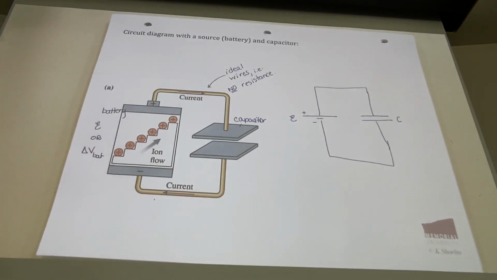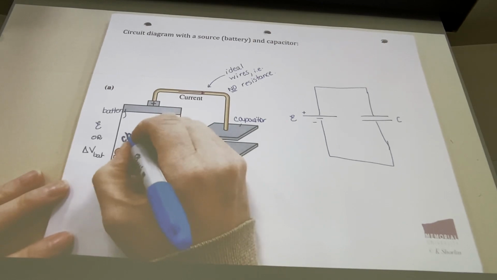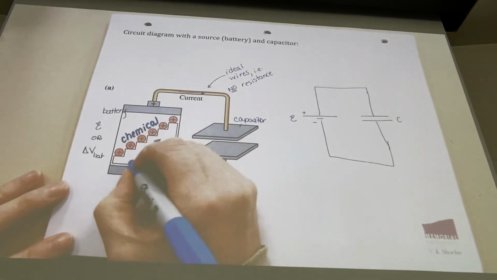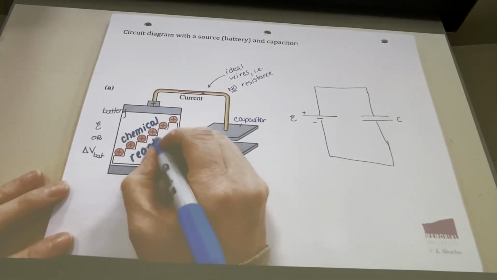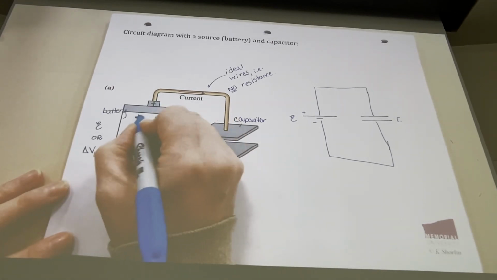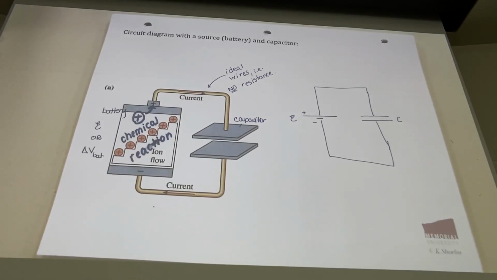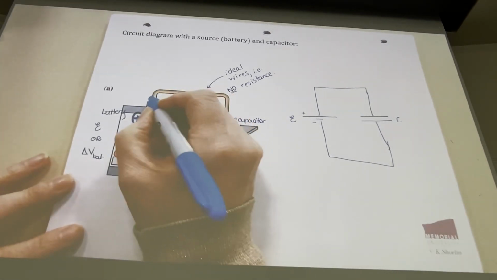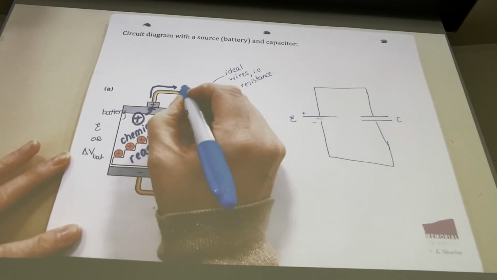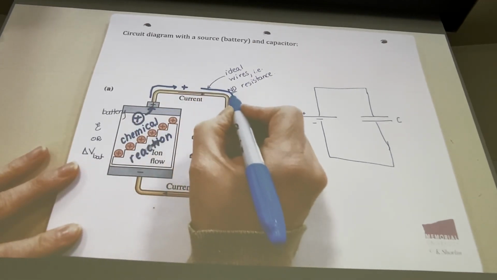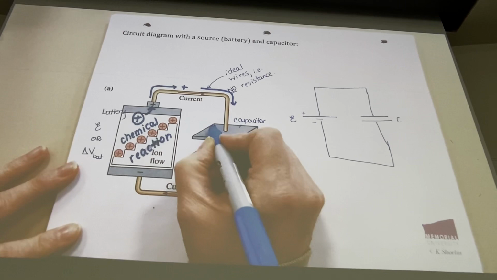So then what happens in our circuit is as soon as we connect that, inside the battery there's a chemical reaction. That chemical reaction makes a positive charge flow towards the top terminal of the battery. When the positive charge gets to the top terminal of the battery, it touches this conducting wire. It's allowed to flow, so it comes along the wire down here, and then it hits that capacitor plate.